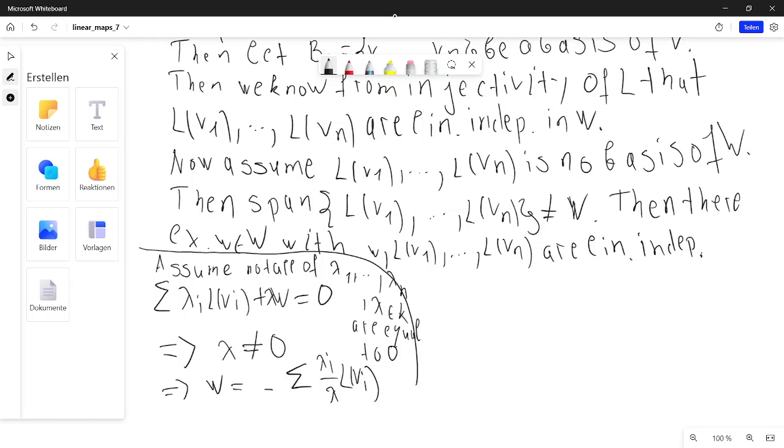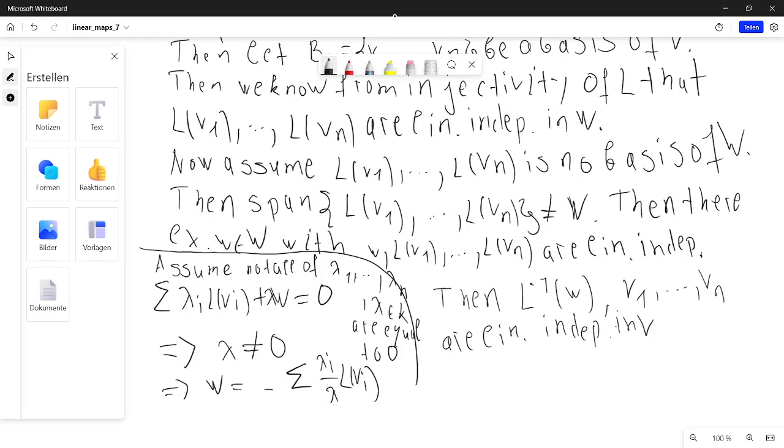Right, and then L of L minus W, L of L minus 1 of W, L minus 1 of those vectors, which gives exactly that, right? Just applied L minus 1 here, here, here, and here. Then we know that those vectors are linearly independent in the space V, right?